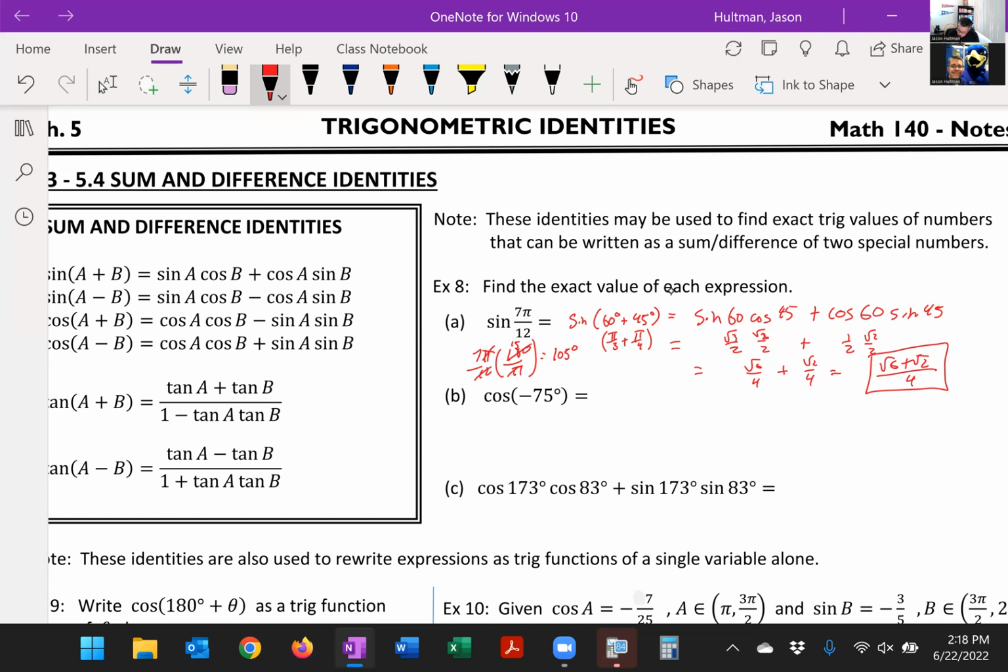Okay, what about the cosine of -75? Well, the cosine of -75 is really the same as the cosine of +75 because it's an even function. And then we're going to do something very similar to what we did there. It's going to be the cosine of 30 degrees plus 45 degrees this time. Okay, and then that's going to be equal to what?